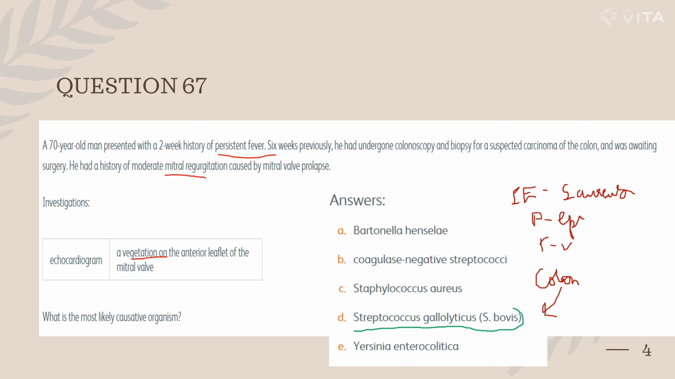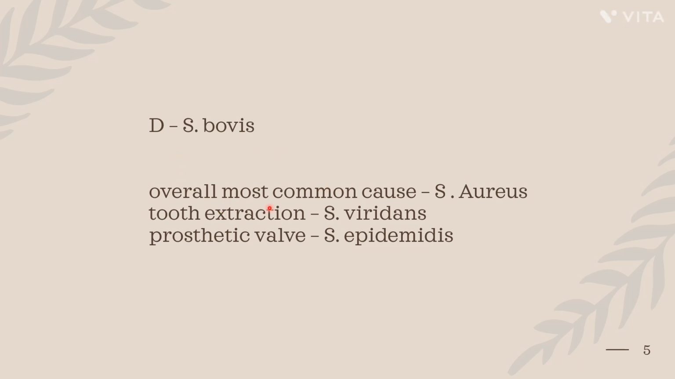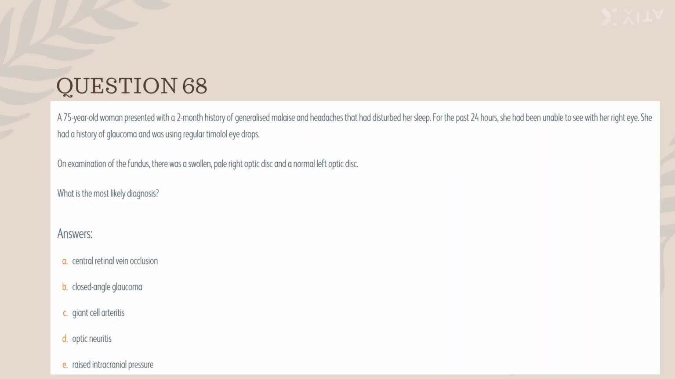This is another favorite question. They also ask, if you have infective endocarditis and the causative organism is found to be bovis, what is the next line of investigation you have to do? Then you have to do a colonoscopy to rule out carcinoma colon, because when it is bovis, there is usually association with colon cancer. They can ask in either way. Overall most common cause is aureus, tooth extraction, viridans, prosthetic valve, epidermidis.